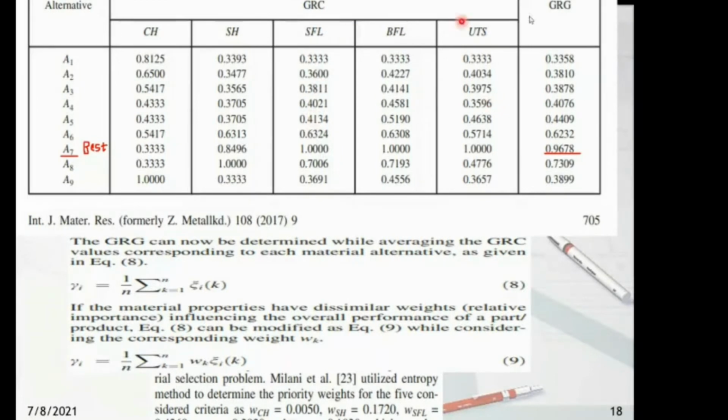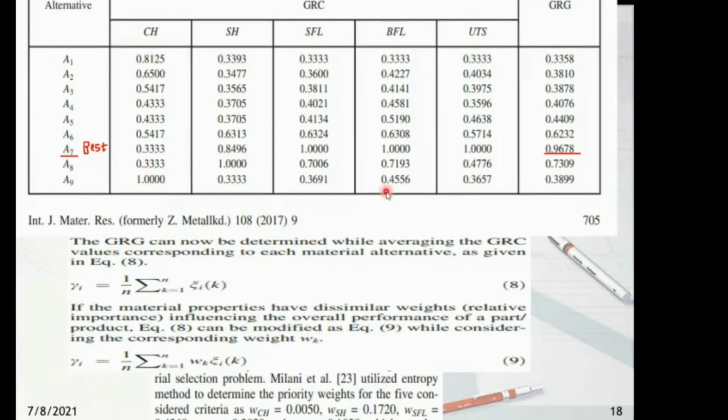Okay, now what we'll do, we'll calculate the gradation grade. Means now all the properties are comparable, right? Now we can take the decision, and it will be very easy. How can we take the decision? We can take the decision based on whether you are giving equal weightage for all the properties. If you are giving equal weightage for all the properties, what you have to do? Add all these values, divide by 5.